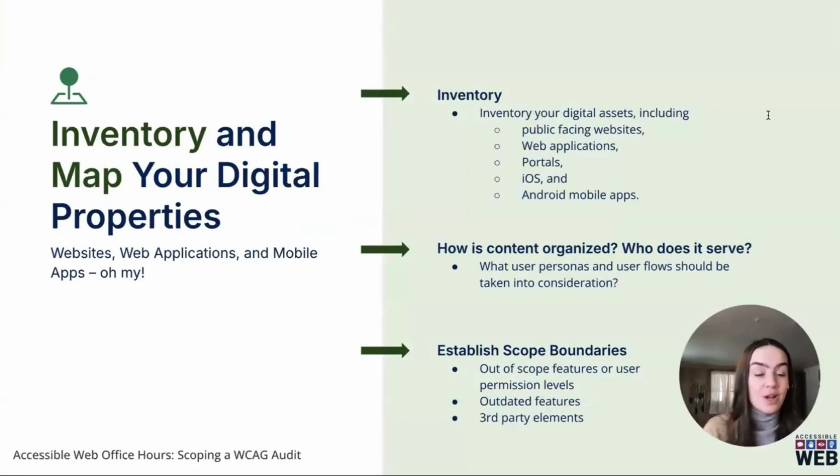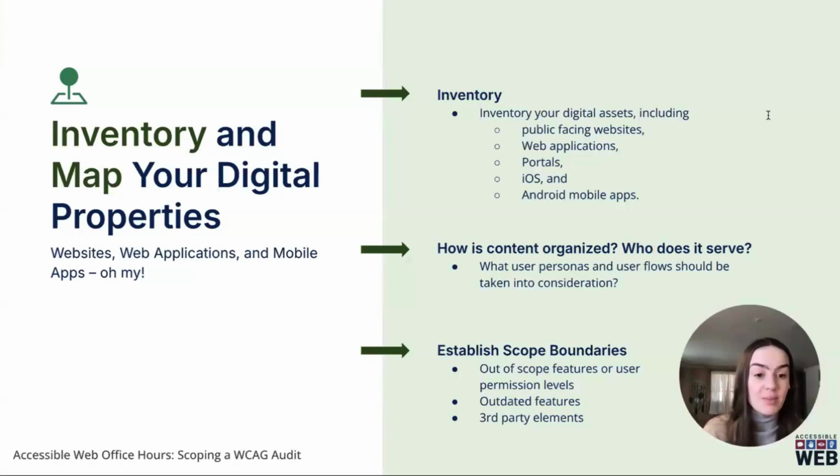A thorough understanding of your products and websites is really important. Even if not all digital assets are in scope initially, you want to be cognizant of them and include them in your longer-term accessibility plan. How many websites do you have? Is there a primary website and then secondary domains like a career site? Do you have web applications? Is there a mobile version as well, like iOS and Android?